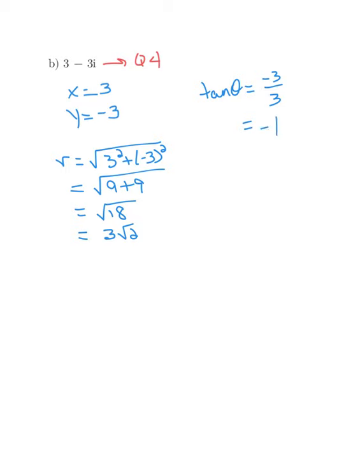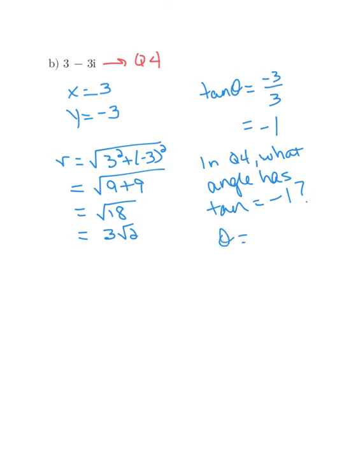We want to know, in quadrant 4, what angle has tangent equal negative 1. That's what we're looking for. So in quadrant 4, the angle where tangent is negative 1 is 7 pi over 4.